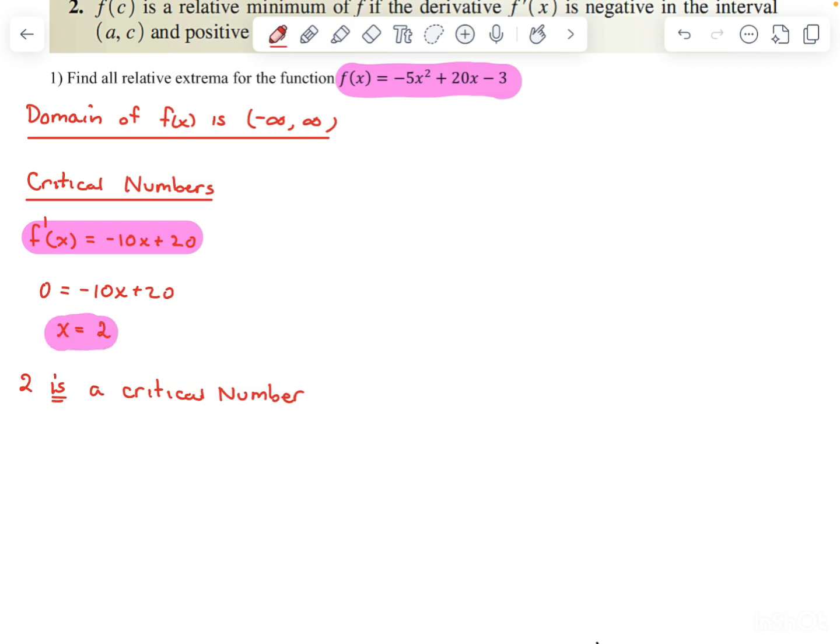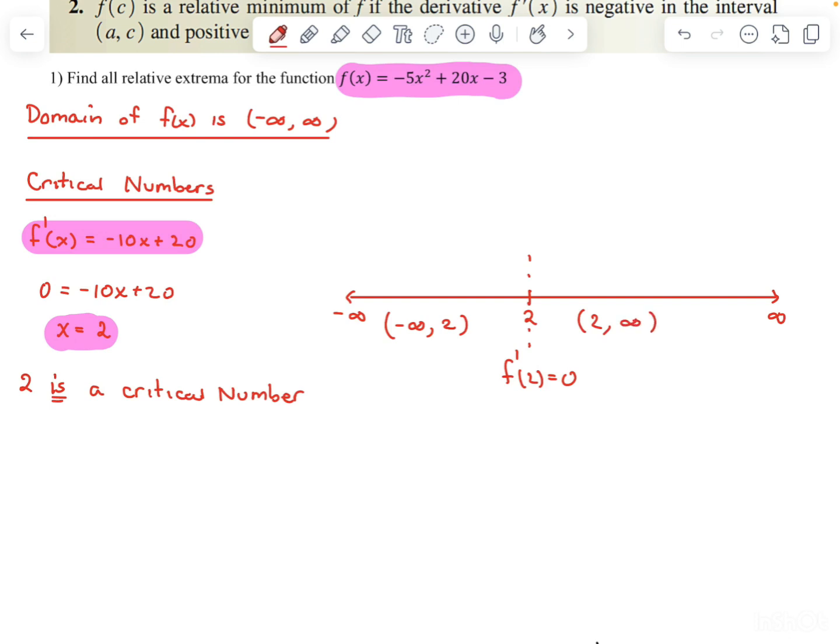Now I'm going to create a number line. On this number line, I'm going to include x is equal to 2 because that is where the derivative is equal to 0. Now there are going to be two intervals to test. The first interval is going to be less than 2, and the second interval is going to be greater than 2.